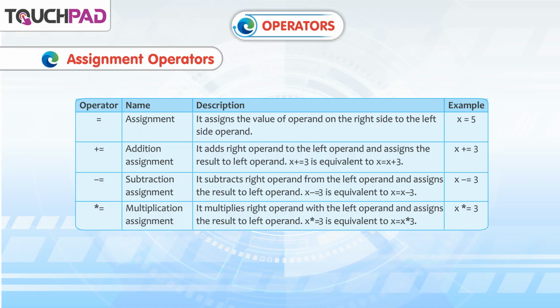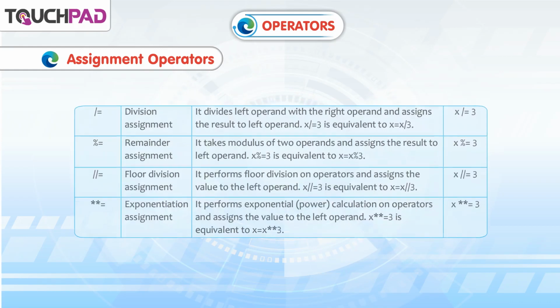Subtraction assignment. It subtracts right operand from the left operand and assigns the result to left operand. X minus equal to 3 is equivalent to x is equal to x minus 3. Multiplication assignment. It multiplies right operand with the left operand and assigns the result to left operand. X multiplied by equal to 3 is equivalent to x is equal to x multiplied by 3.